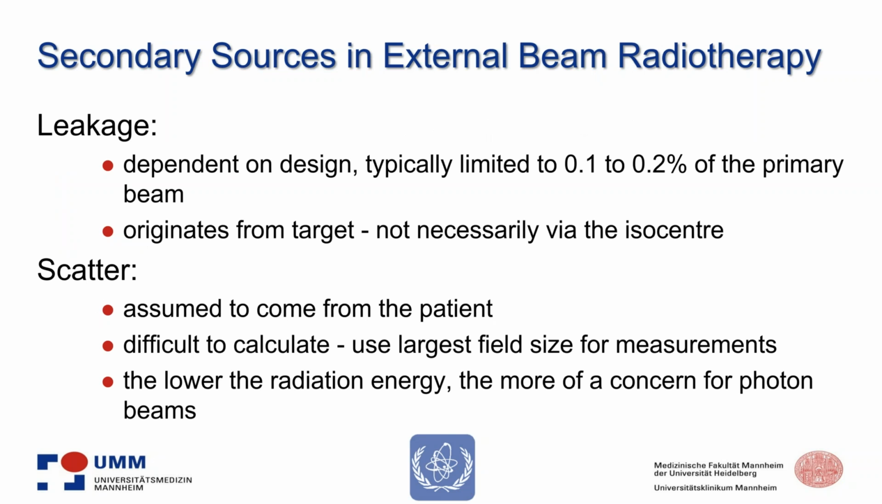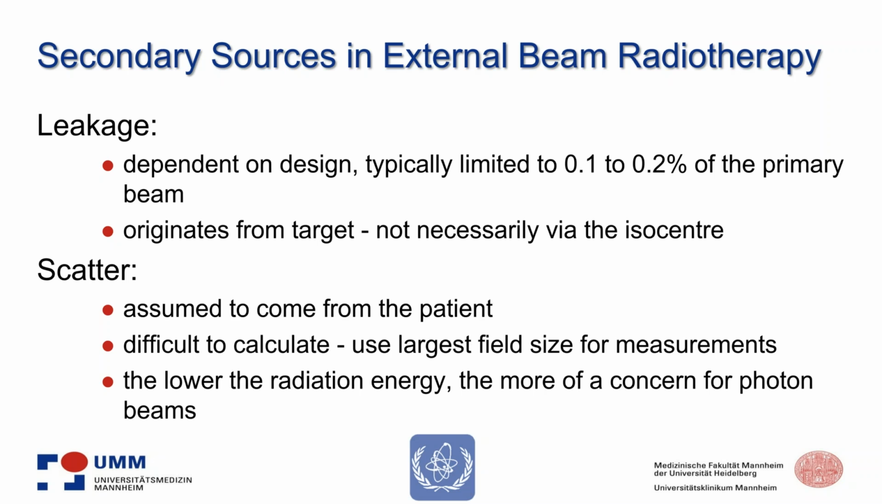Yeah, the leakage, depending on the design, is typically limited to 0.1 or 0.2 percent of the primary beam. Leakage is also an acceptance part of the linear accelerator. The leakage of those machines has to be below a specified and defined value. Scatter, this is from the animation you saw earlier.